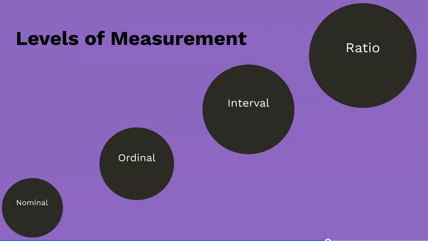This is Miss Hanson from Math 152, and in this video we will be talking about levels of measurement. There are 4 levels of measurement. The lowest level of measurement is the nominal level. The second level of measurement is the ordinal level. The third is the interval, and the fourth and highest level of measurement is the ratio level. We will be starting with the lowest one and working our way up.